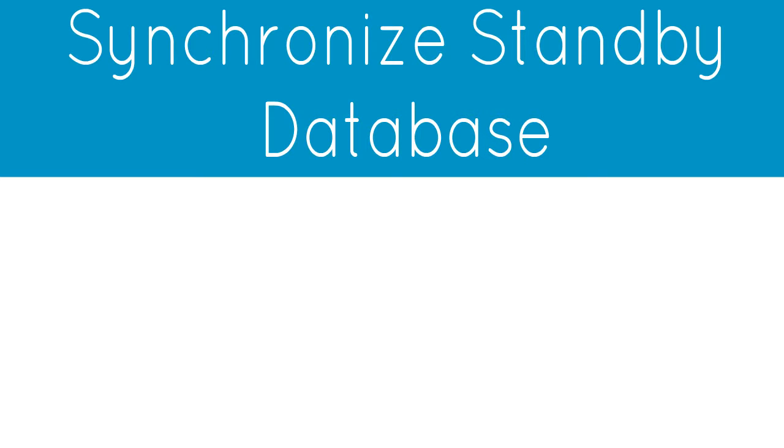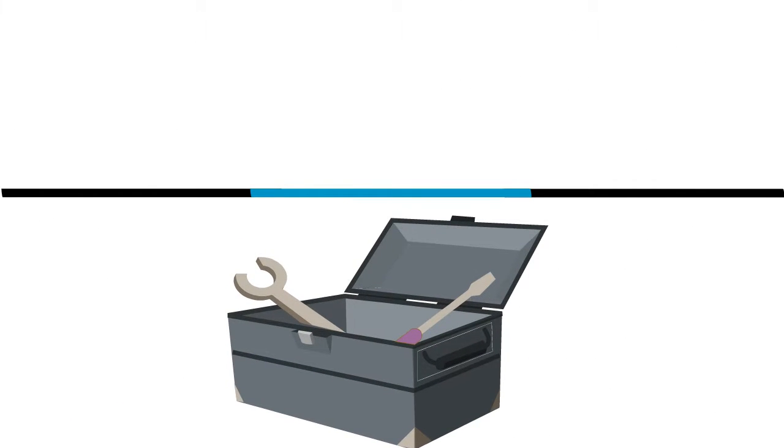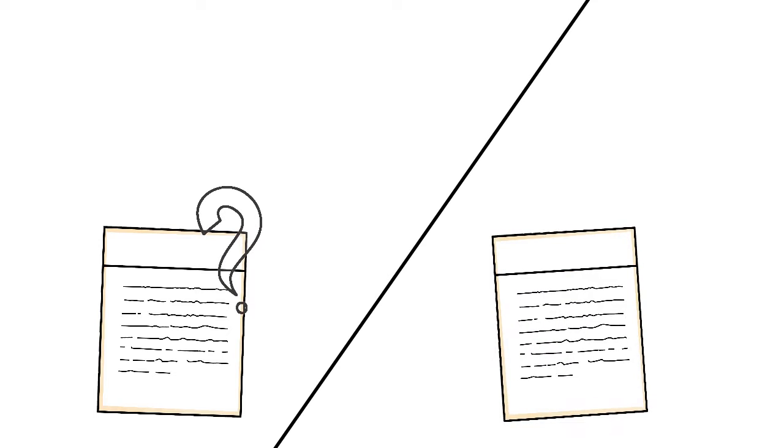Synchronise Standby Database, SSD, or the Sync feature, is an option available to Dbvisit Standby. It helps you to overcome unrecoverable gaps and helps fix logical corruption between the data on your primary database and the data on your standby database. We can use the Sync feature to recover lost or corrupt archive log files.